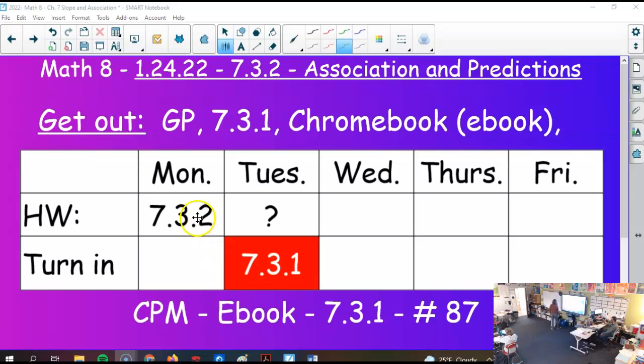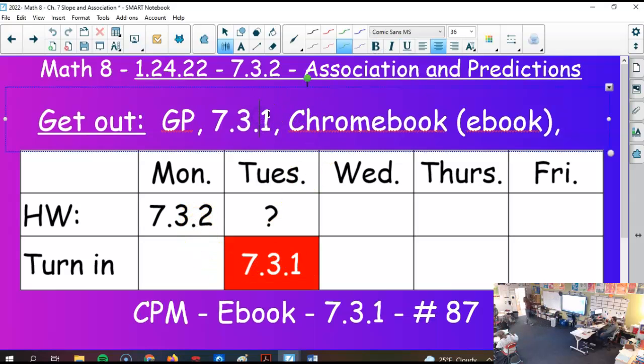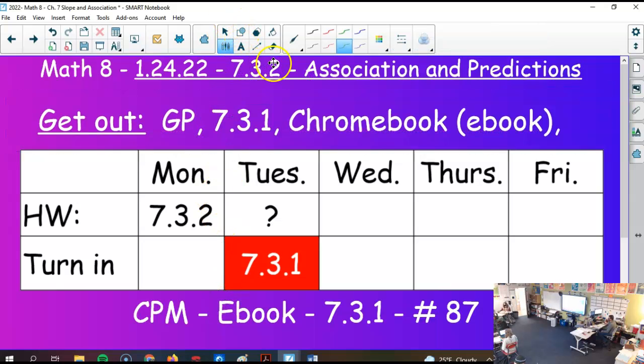So if you have homework questions, keep it out. That's why I said get 731 out. We can also take questions on 725 if you need, but we already talked about it. But in the ebook, and I know today's lesson is 732, but we're going to wrap up something from last week.